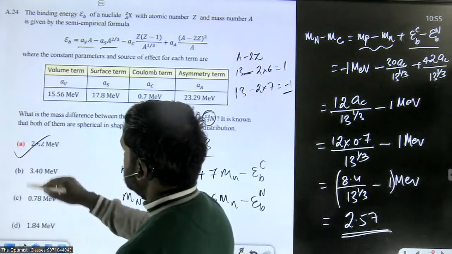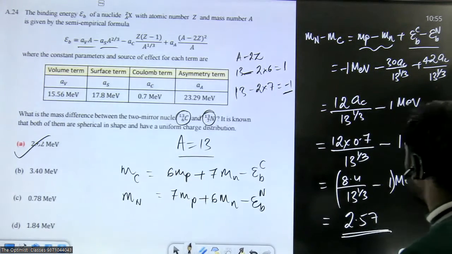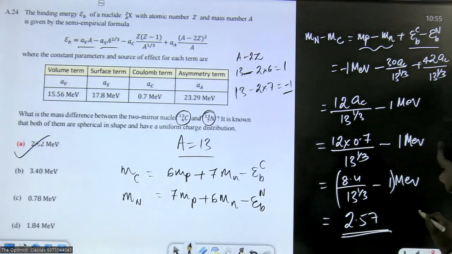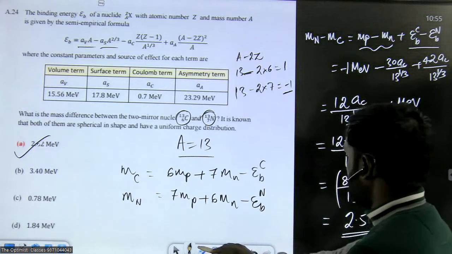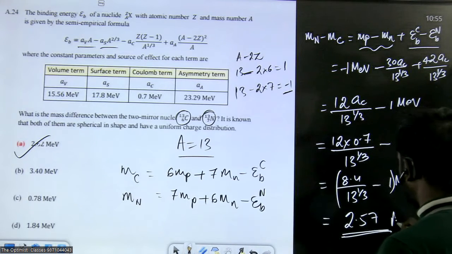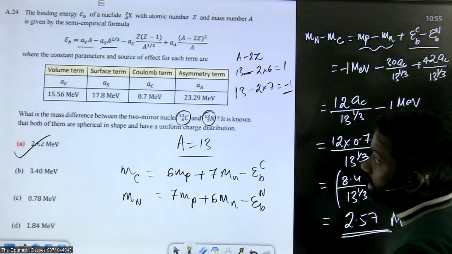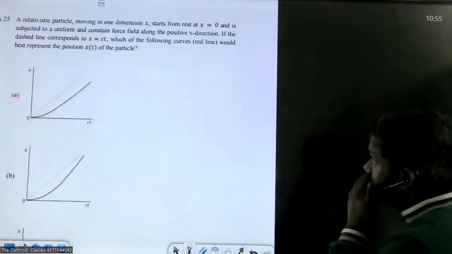So option A is the correct answer. Okay, 2.57 mega electron volt. Okay, mega electron volt. All right, next question.